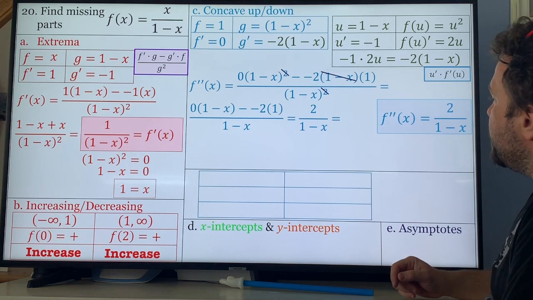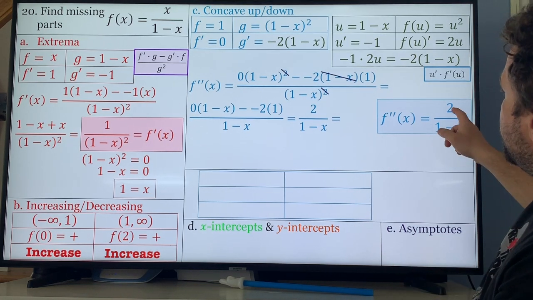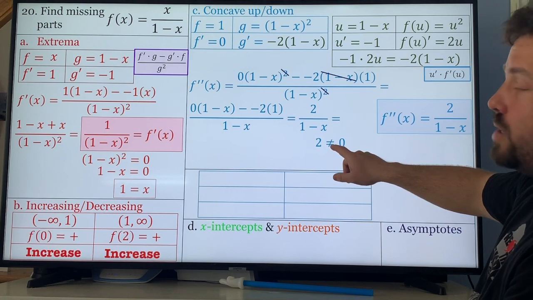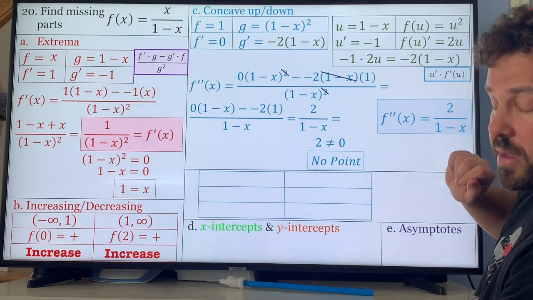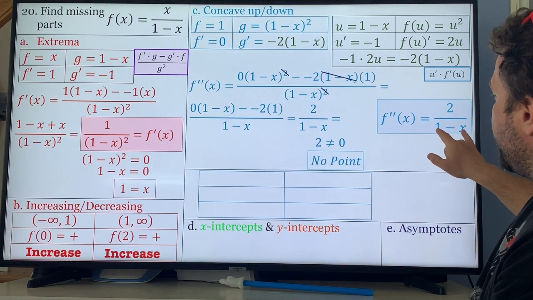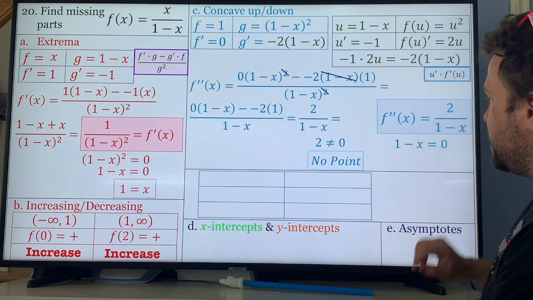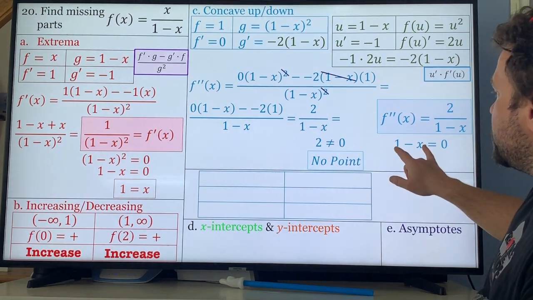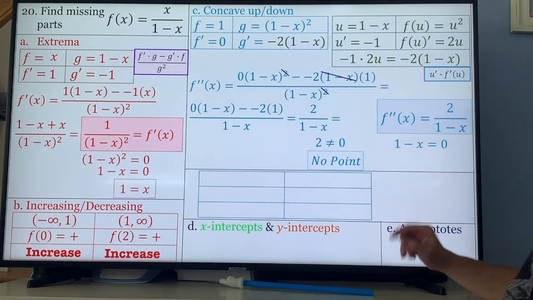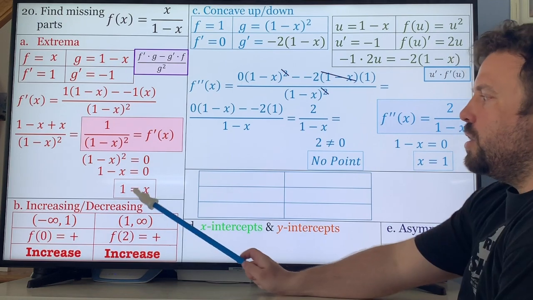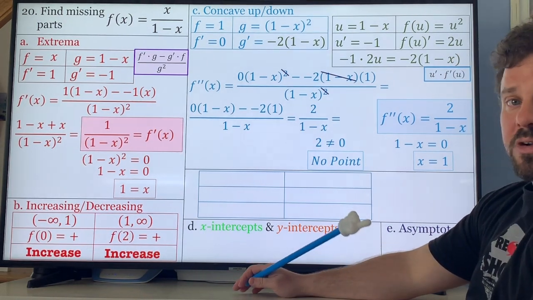Now what we have to do here is something very simple. We set the numerator equal to 0. 2 never equals 0. So that is not true. There's no inflection point there. (1 minus x) cubed, we set that equal to 0. If this was cubed, we just cube root 0. It would be 0 anyway, so this is like the 2nd step. Add x to both sides and x equals 1. Notice it's the same as this one, which is okay.